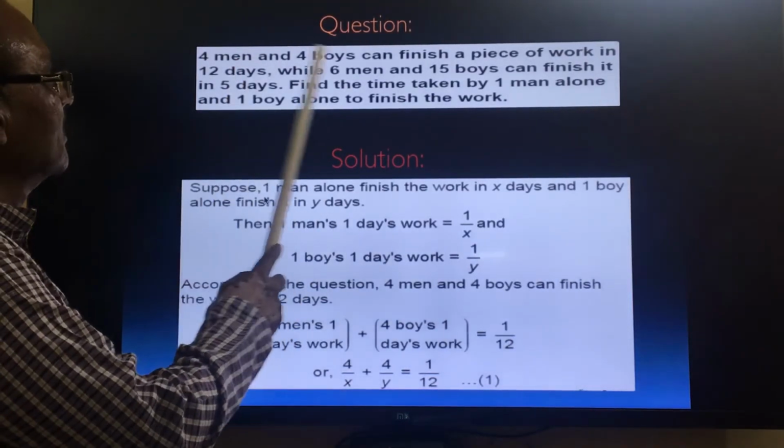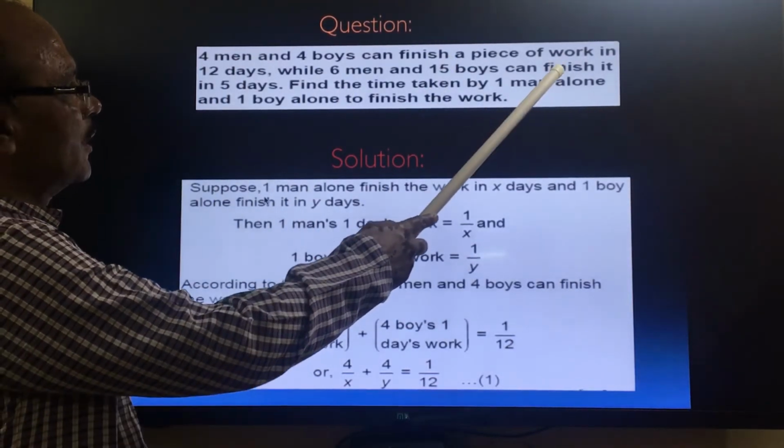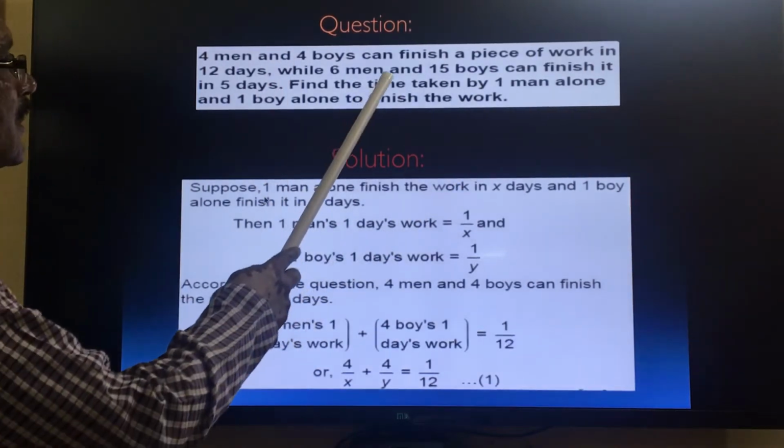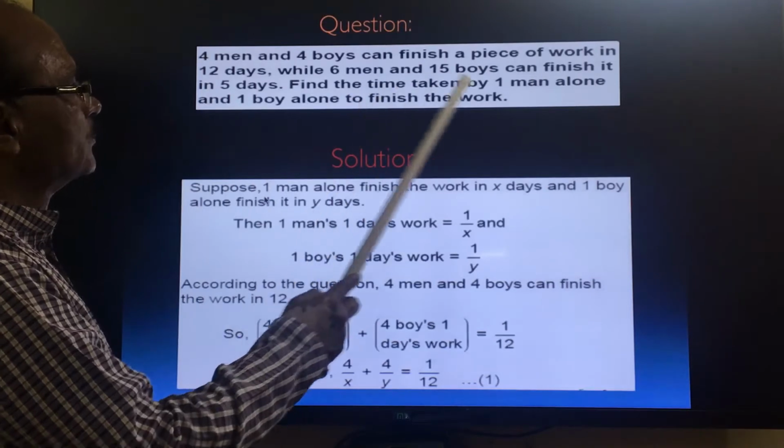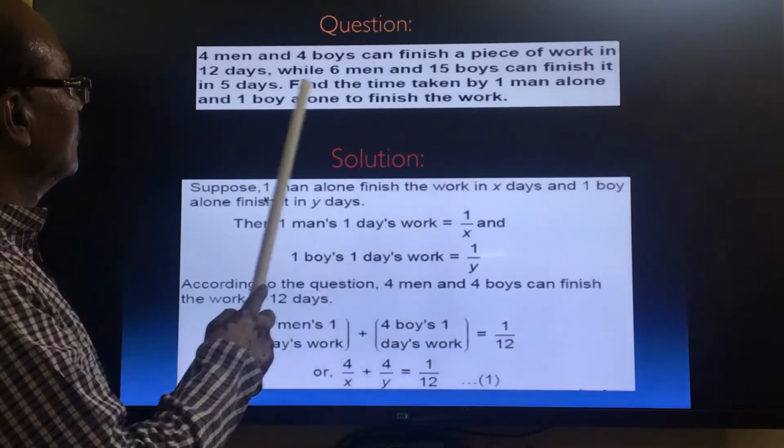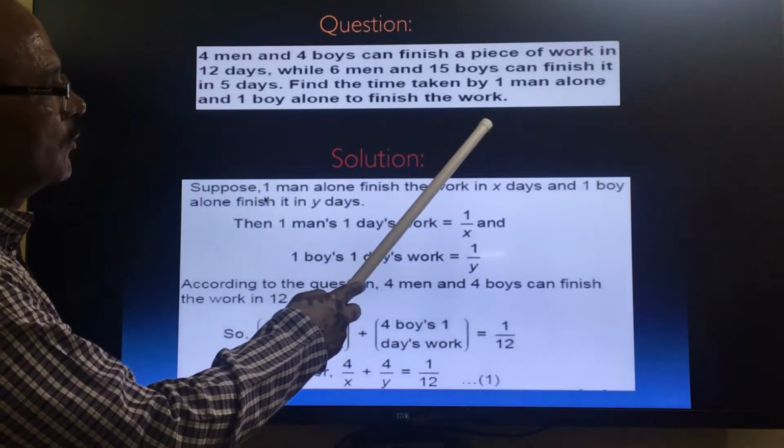Here, 4 men and 4 boys can finish a piece of work in 12 days, while 6 men and 15 boys can finish it in 5 days. Find the time taken by one man alone and one boy alone to finish the work.